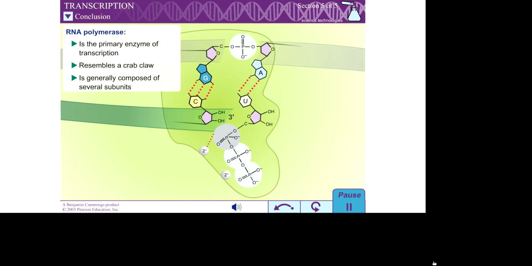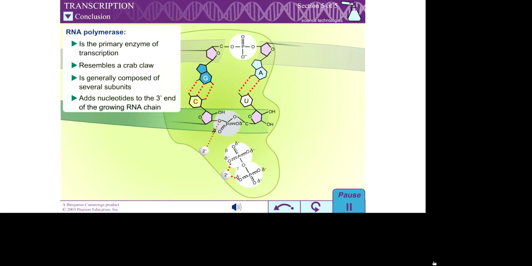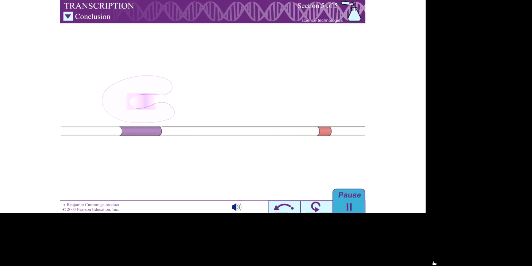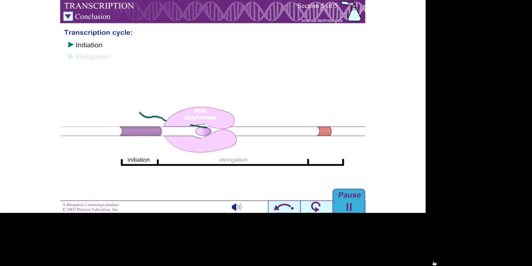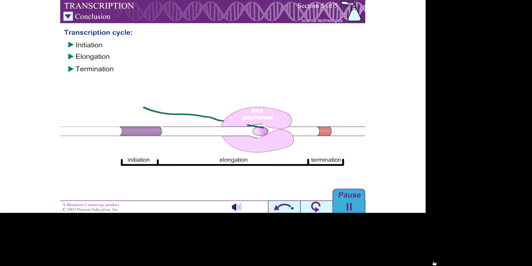Just as in DNA polymerization, these metal ions promote the addition of an incoming nucleotide to the 3' end of the growing RNA chain. The series of events between binding of RNA polymerase to the target gene and dissociation of RNA polymerase and the completed RNA transcript from the DNA is called the transcription cycle. The transcription cycle is divided into 3 phases: initiation, elongation, and termination.